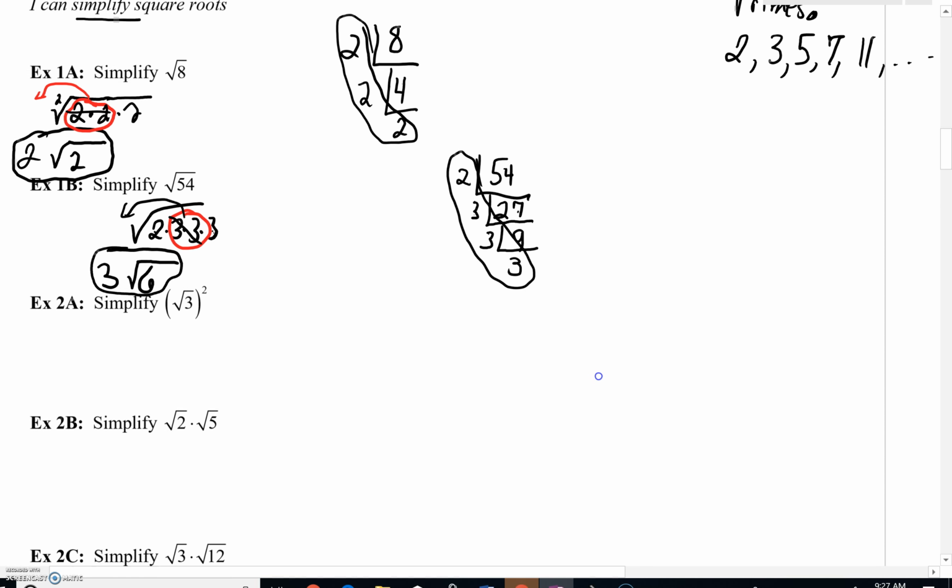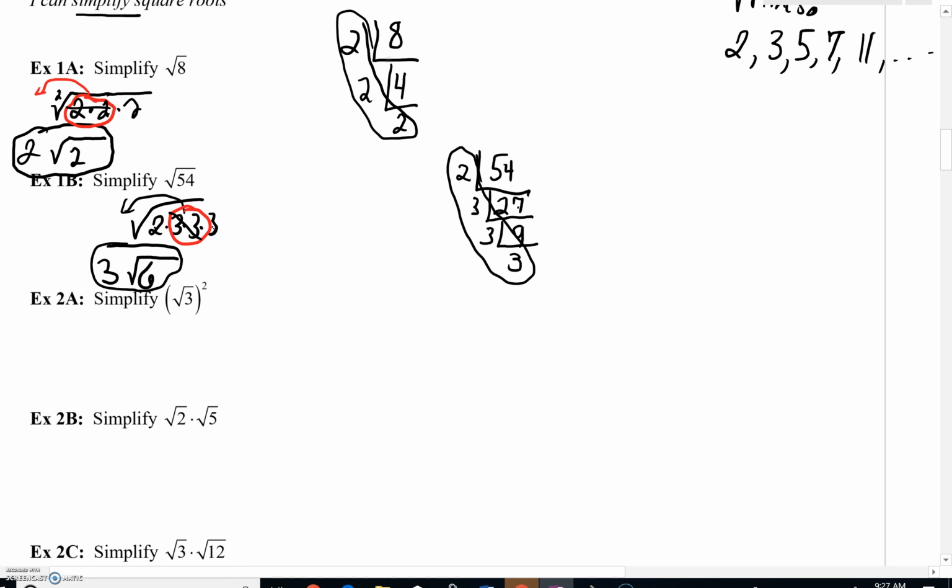Let's look at 2a. As we look at 2a, it says simplify. Now, I hope you know that square roots and squaring are actually inverses of each other. Squaring a square root makes the square root go away. You're just going to be left with a 3.